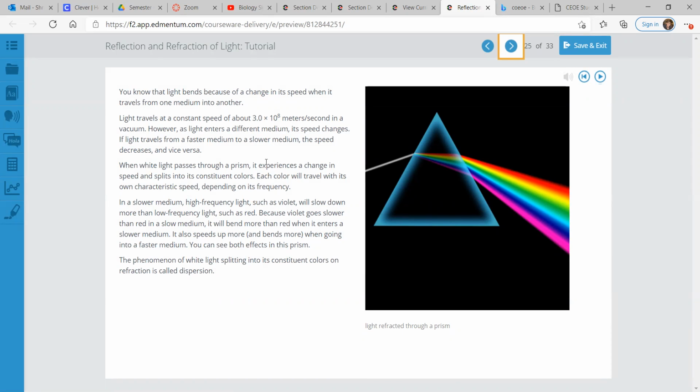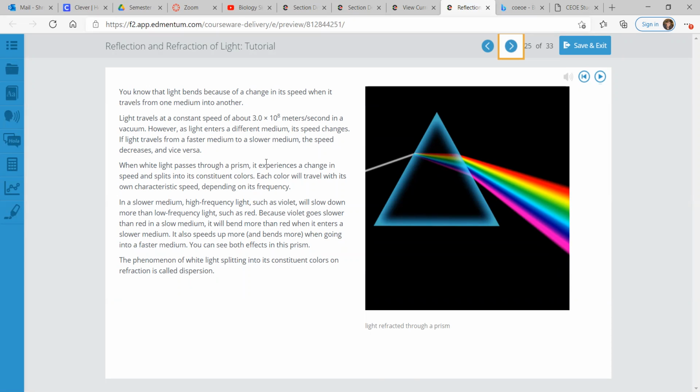You know that light bends because of a change in its speed when it travels from one medium into another. Light travels at a constant speed of about 3 times 10 to the 8 meters per second in a vacuum. However, as light enters a different medium, its speed changes. If light travels from a faster medium to a slower medium, the speed decreases, and vice versa.